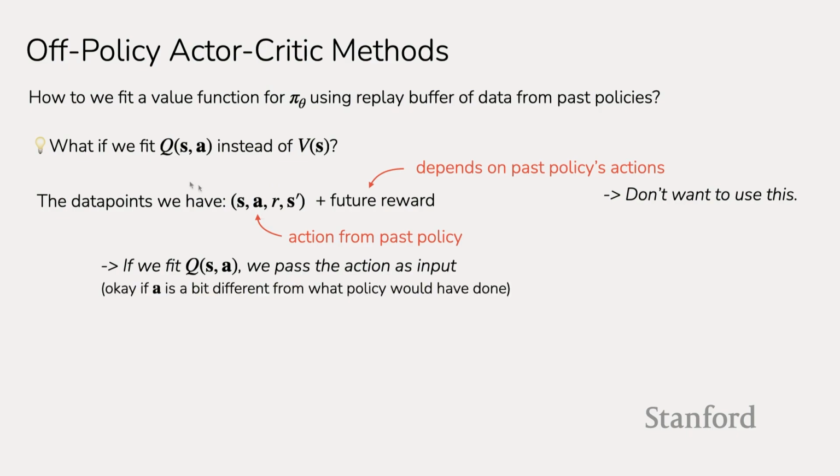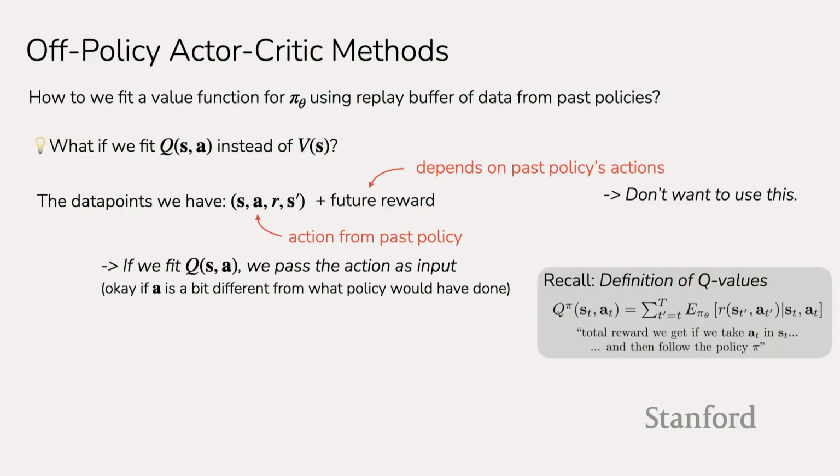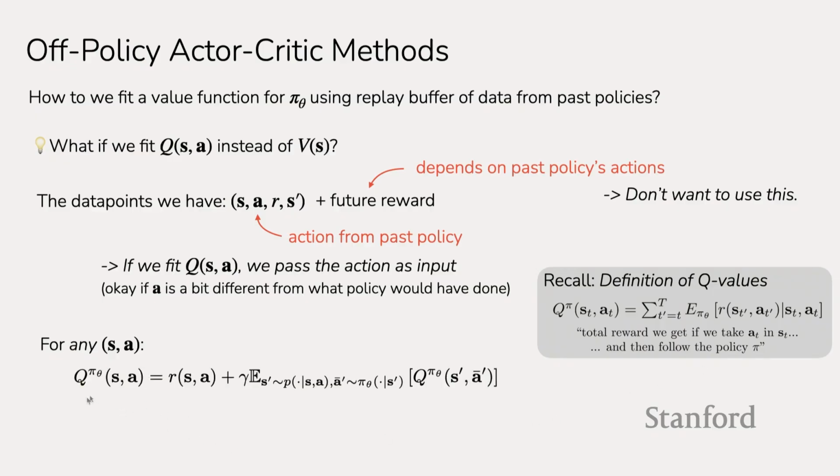And because that's okay, and because we have this equation that represents this recursion, we can try to fit Q of S, A to a target that looks like this. We have our definition of the Q function of the future rewards conditioned on the state and action. And for any state and action, we have this equivalence where Q for pi theta of S, A is the reward at the current time step plus the Q function at the next time step, with an expectation over the next state and an expectation over the next action for a policy.